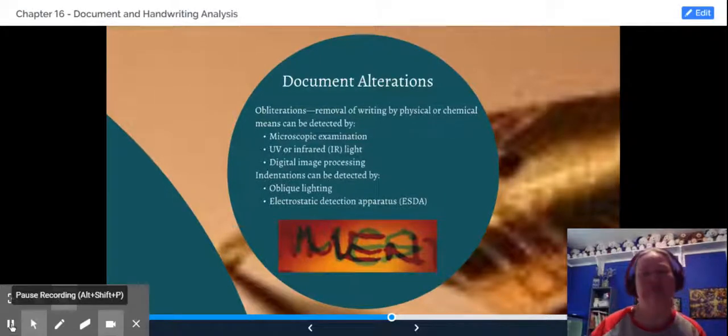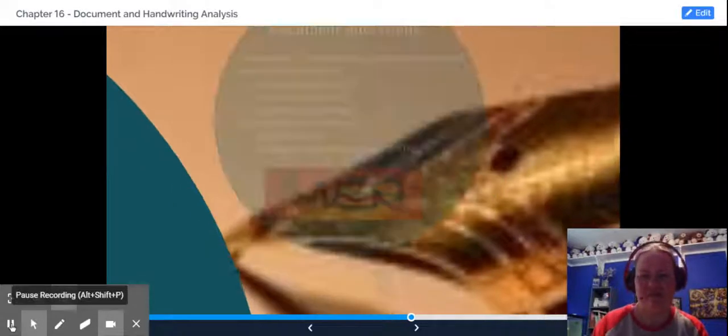All right, obliterations. These are removed by physical or chemical means. You can detect them through a microscope, UV or infrared light, and digital imaging. Indentations can be determined by oblique lighting and electrostatic detection apparatus. That was the video where we saw, in CSI, that case where they had particles moving into the indentions, and then you could see what had been written there.